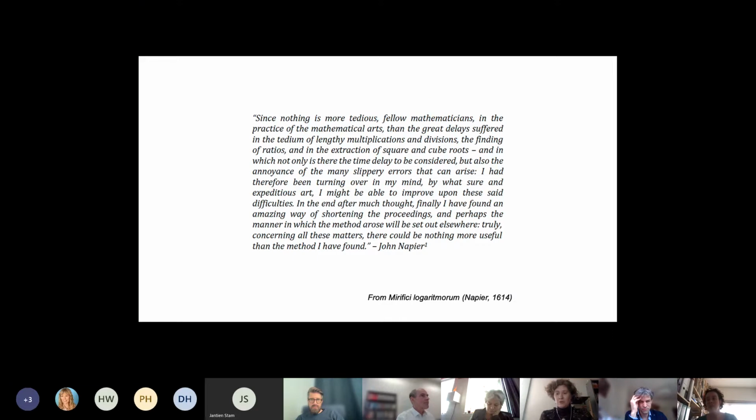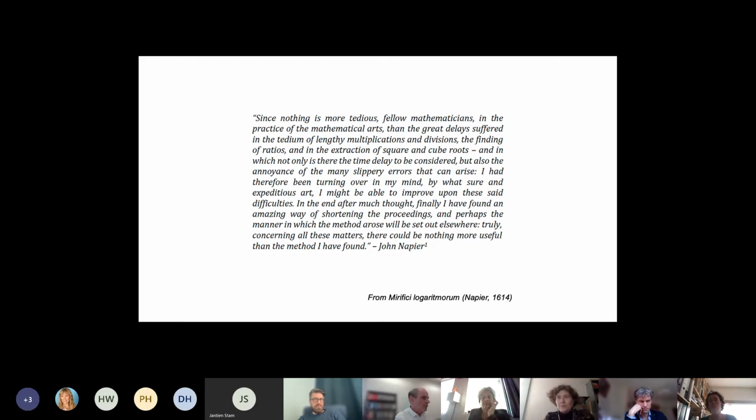I'm showing you here a quote from a book from John Napier, who we believe is the founding father of logarithms. It's a very nice quote. If I was teaching logarithms in high school myself, I would use this.